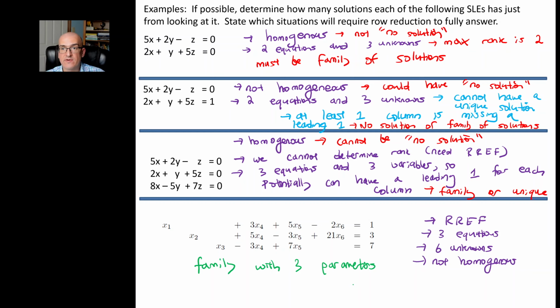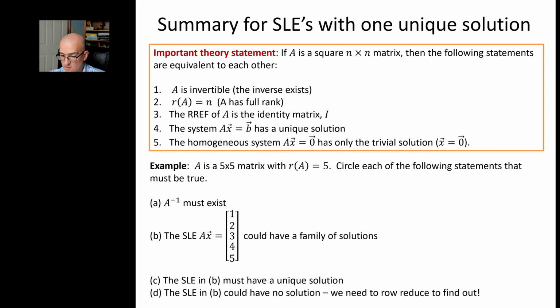So some of these we could tell very easily, some of them we have more work to do, like the third one we'd have to reduce to tell for sure. So as a summary of sorts, there's a collection of statements in matrix algebra that are all equivalent to each other, and we're going to add to this list. If a matrix A is square, so n by n, then the following statements all mean the same thing. They're all equal to each other.